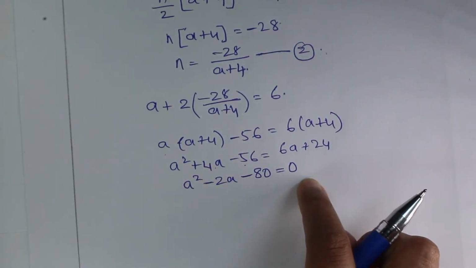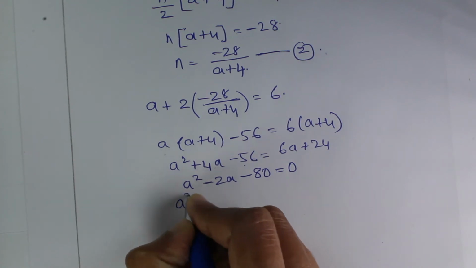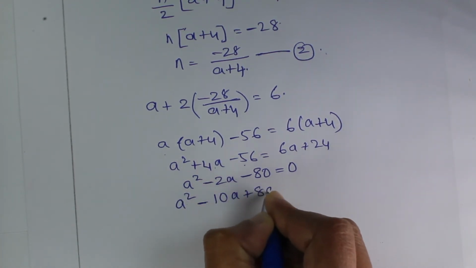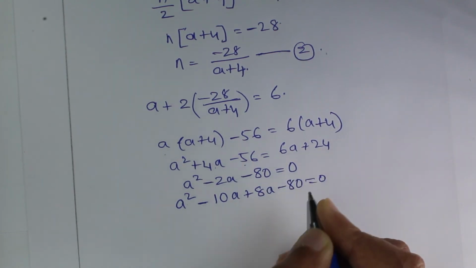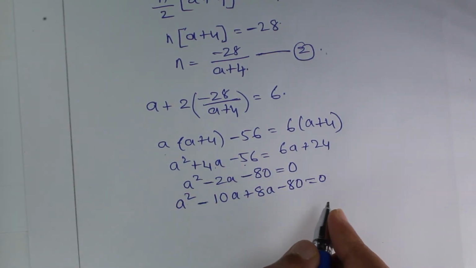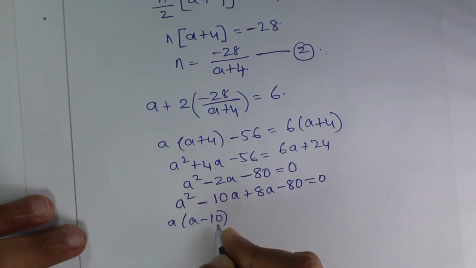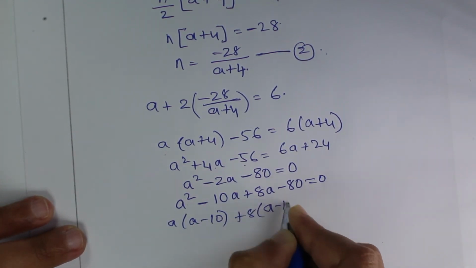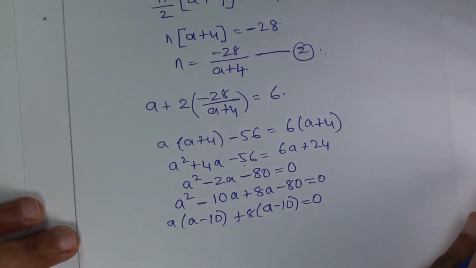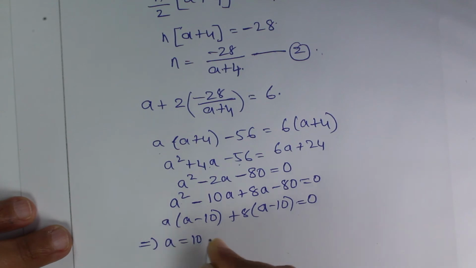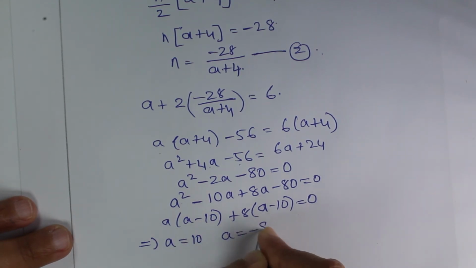So this can be again written in the form of a square minus 10a plus 8a minus 80 is equal to 0. I am factorizing this to find the value of a. So a into (a minus 10) plus 8 into (a minus 10) is equal to 0. So I got two values for a here. That implies a is equal to 10 or a is equal to minus 8.